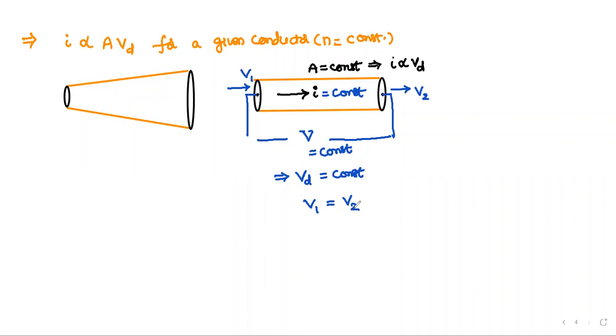But here is the non-uniform cross-sectional wire. The total resistance of the wire is constant, and again I am maintaining some constant potential difference between these two points. Current tries to flow in this direction from one end to the other end. This is the direction of current flow, and here I am maintaining constant potential difference.